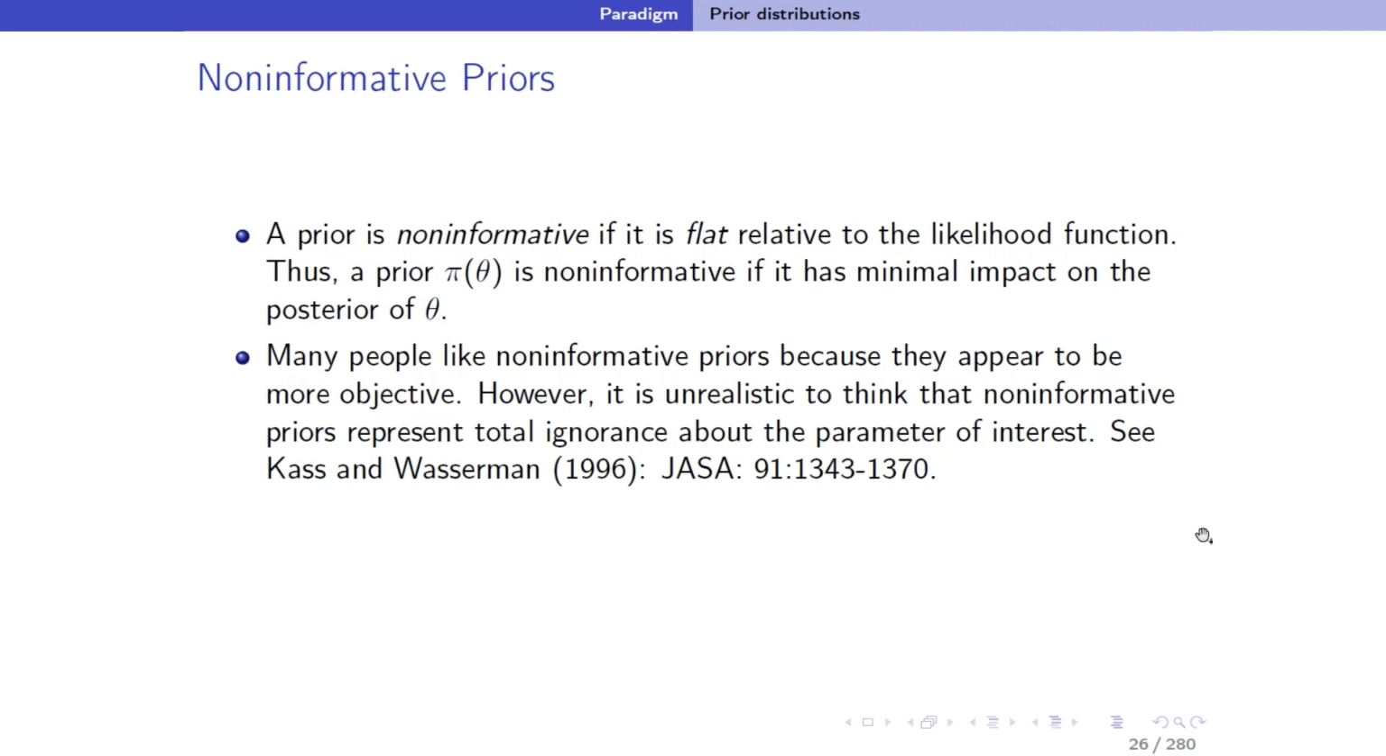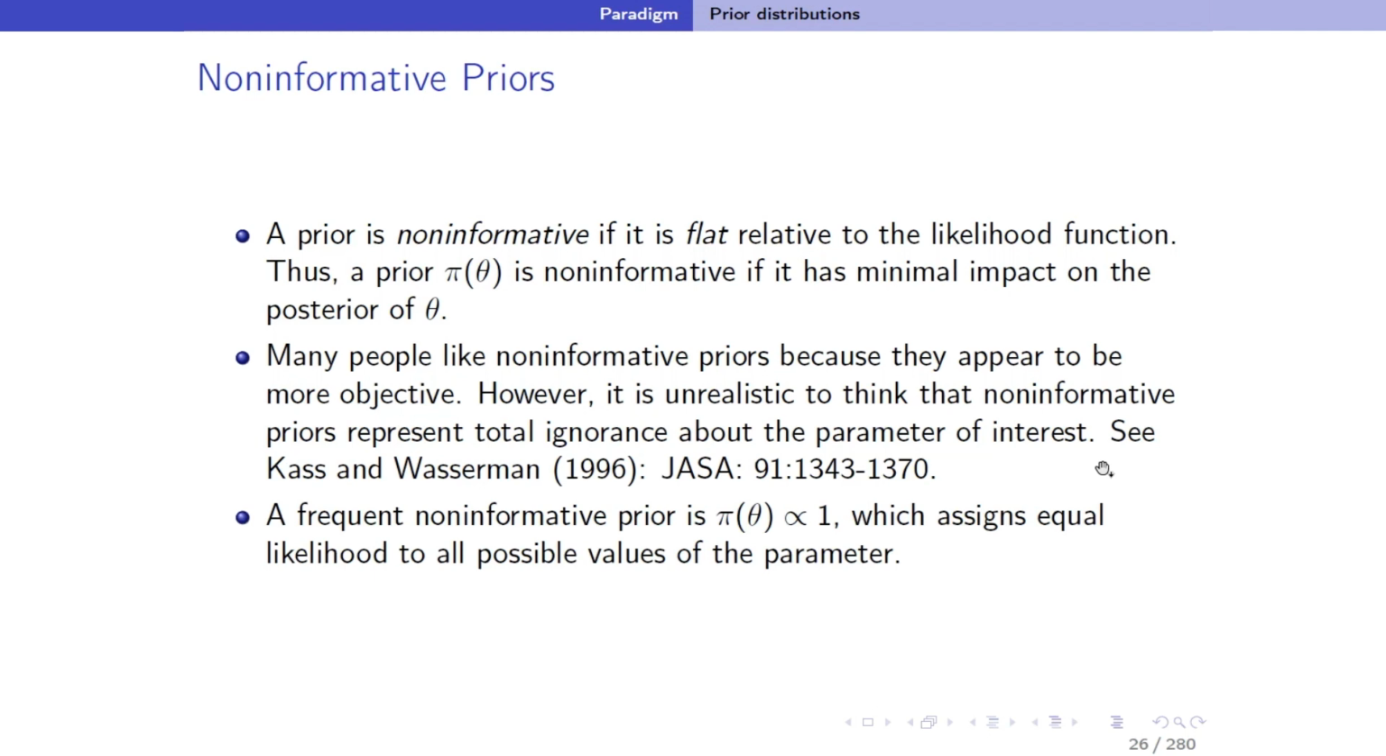You are much more likely to believe that a regression coefficient is greater than negative 100 and less than 100 than anywhere in the range of negative 10 billion to positive 10 billion. So that's the concept: you can't have a non-informative prior representing total ignorance about the parameter of interest, and that's a key point.